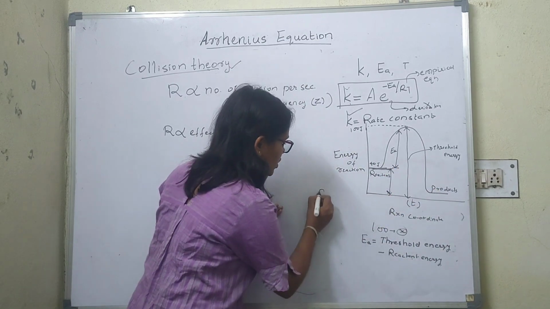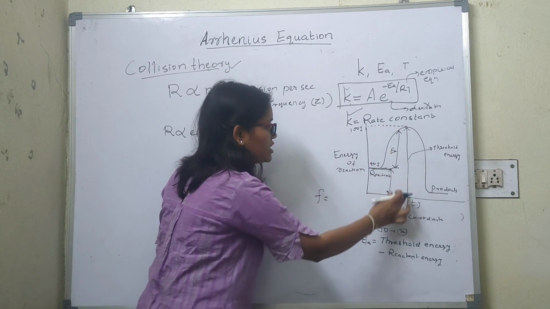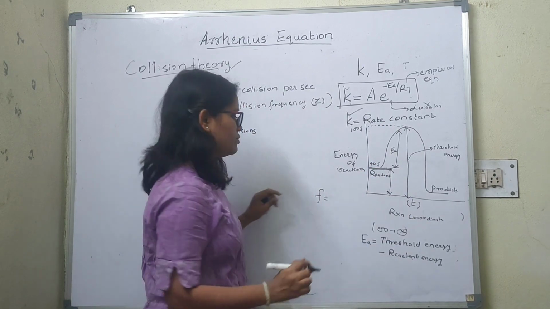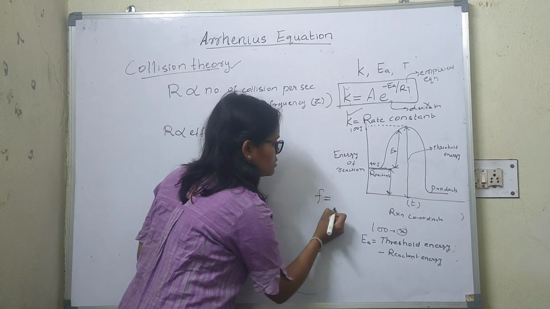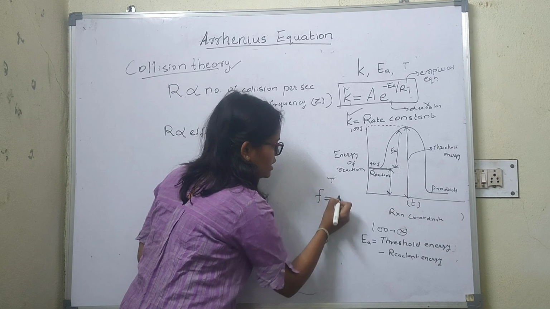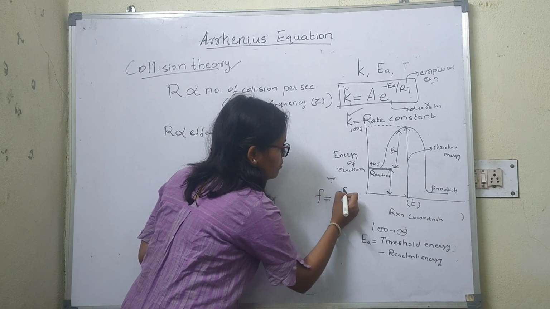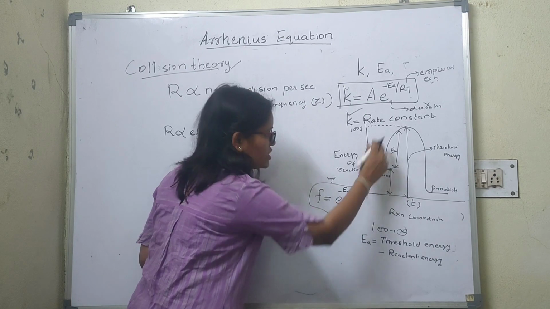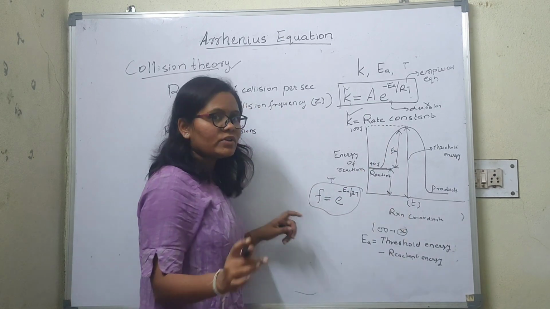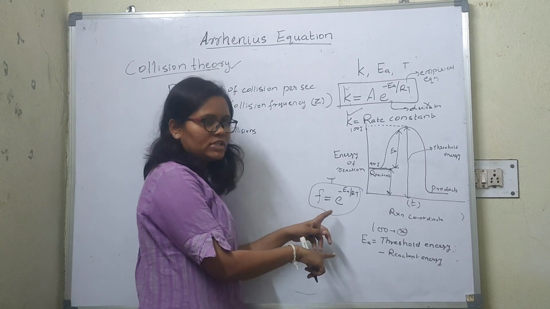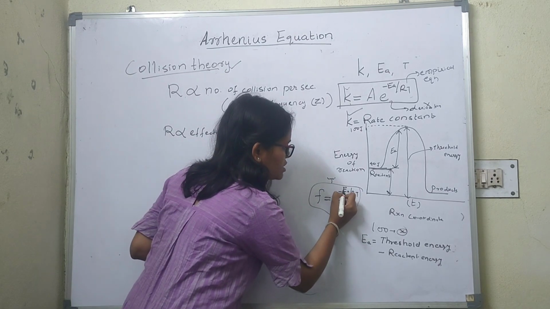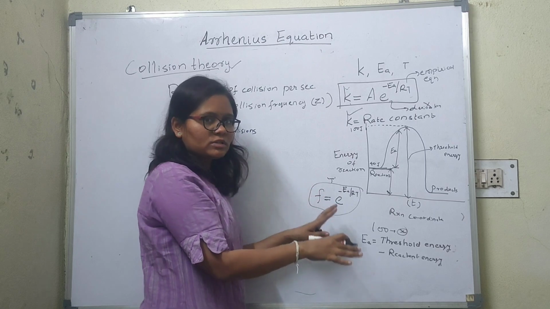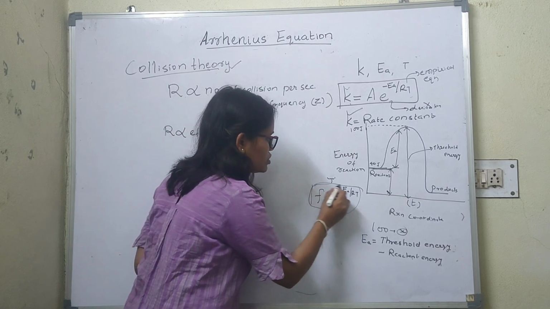So this fraction of molecules which have this threshold energy is given by Boltzmann distribution. According to Boltzmann distribution, at temperature T, e power minus Ea over RT molecules will have this threshold energy. We are not going into the derivation of this Boltzmann distribution, it is the subject of statistical thermodynamics. So we'll just use this formula.